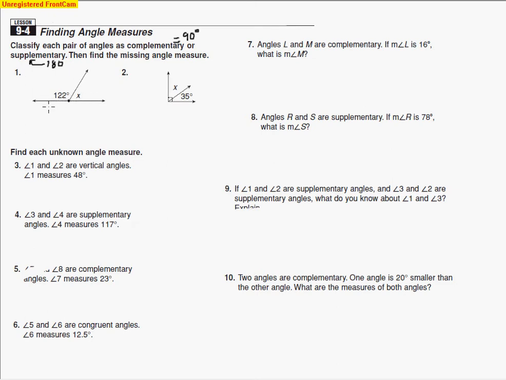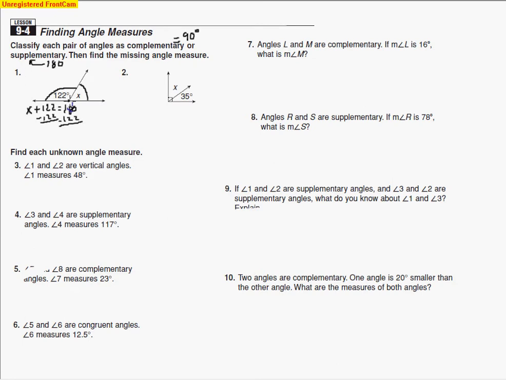To find this x, I know that this angle here, 122, plus this angle here of x add to make 180 degrees. So I would set up an equation like this: x plus 122 equals 180 degrees. Then all I'd have to do to solve is subtract the 122 from 180, and that would give me my answer. There's a little bit of borrowing involved here.